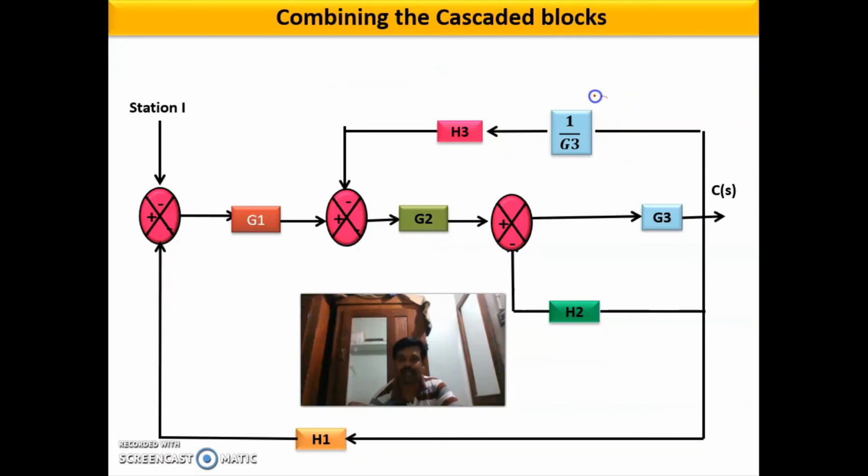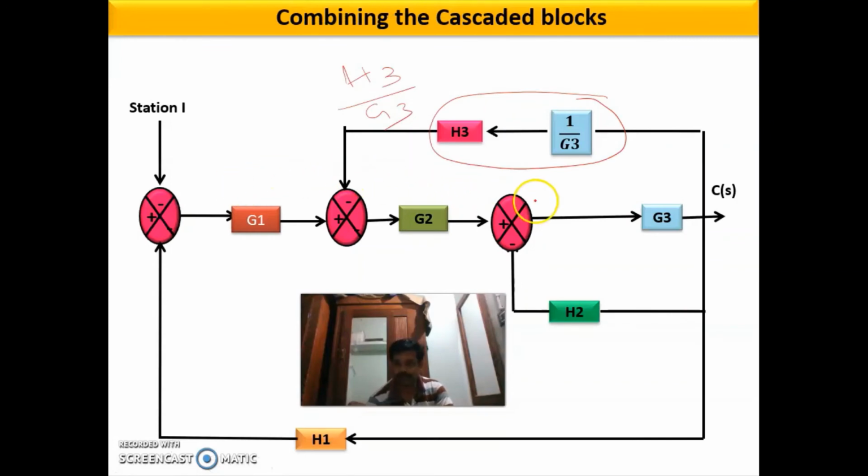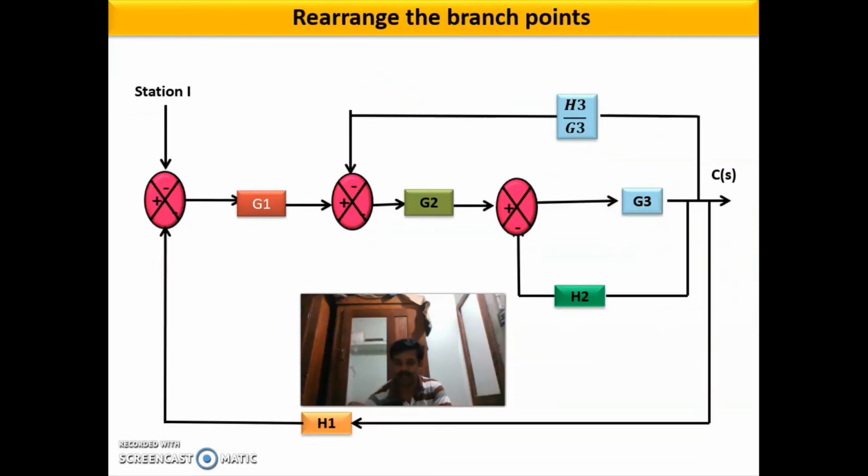Then by analyzing this figure, these two blocks are in cascade, so they can be replaced by an equivalent block having a transfer function H3 by G3. Then what we have done is, this branch point we are rearranging, or redrawing, in the next figure.